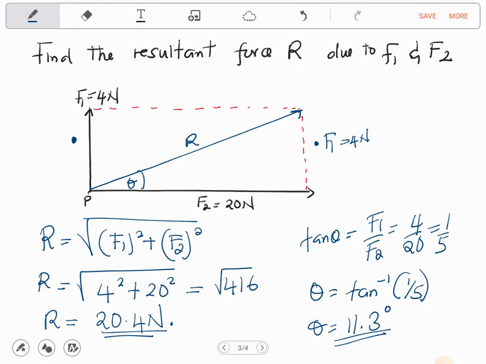So now we've answered the question correctly. The resultant force is 20.4 Newtons, and it is at an angle of 11.3 degrees above the horizontal. This line is the horizontal. So it's 11.3 degrees above the horizontal. That is the one that we have here.